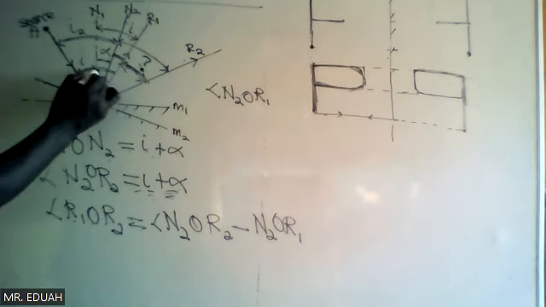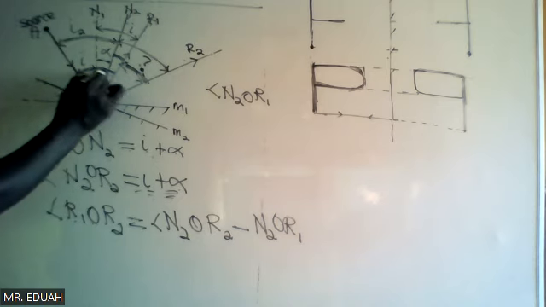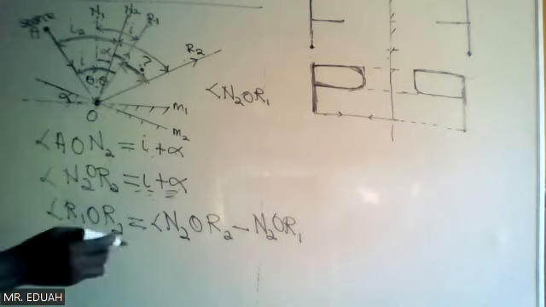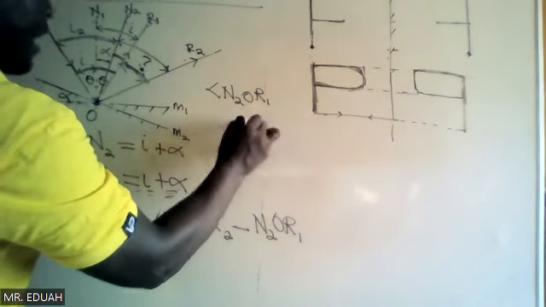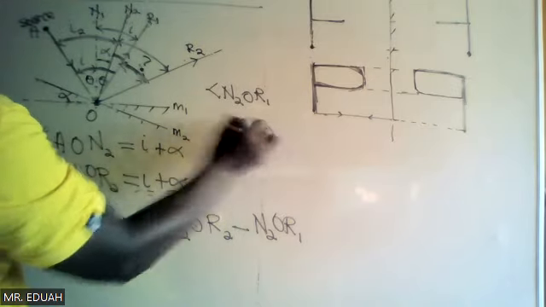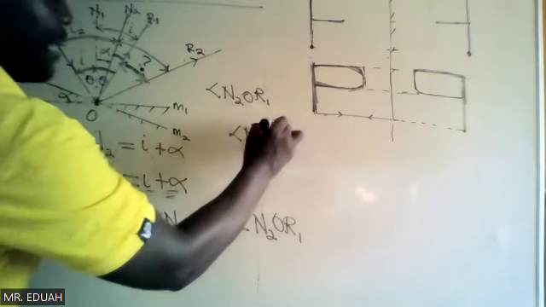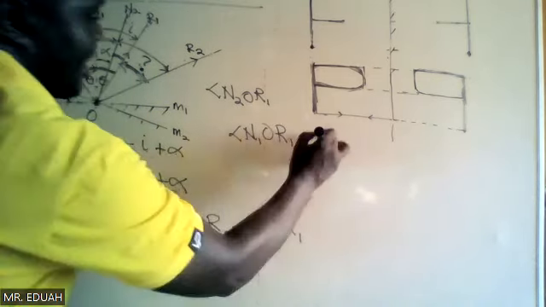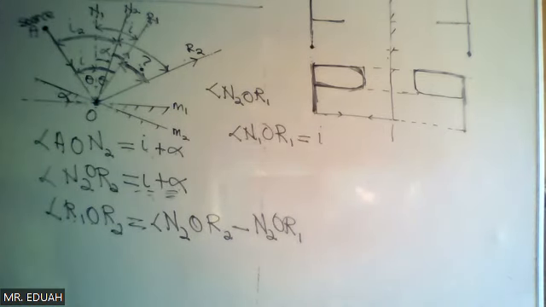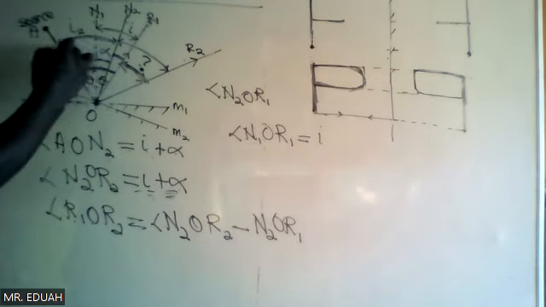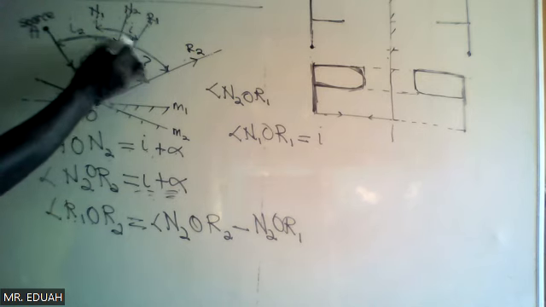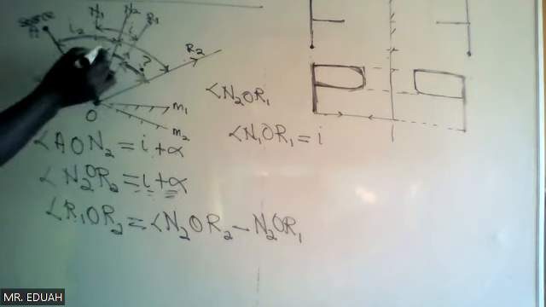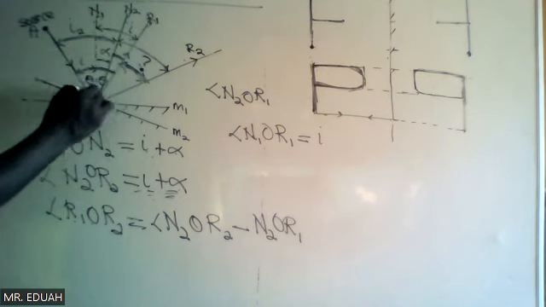We know this whole angle, N1OR1. This angle is equal to I, the angle of incidence. Angle of incidence and angle of reflection are equal. So N1OR1 is also equal to I. Then we have this angle, which is part of N1OR1.